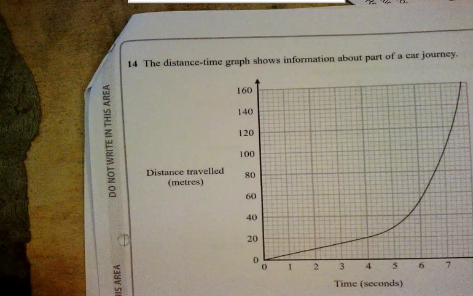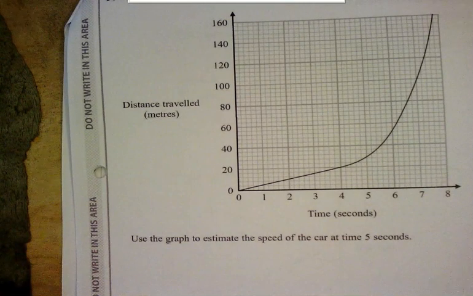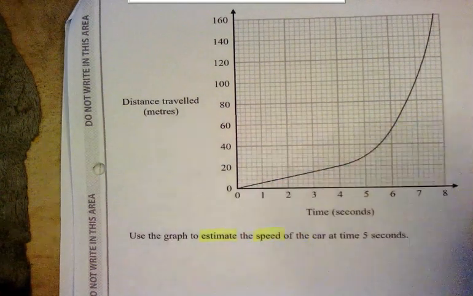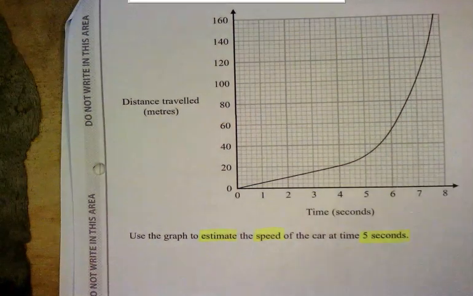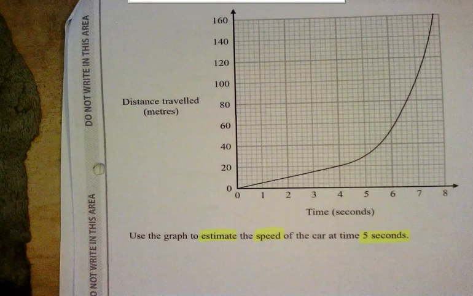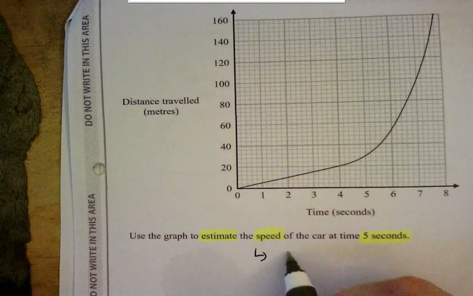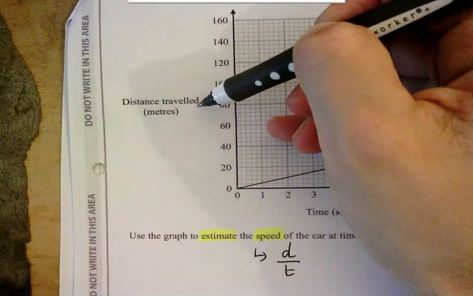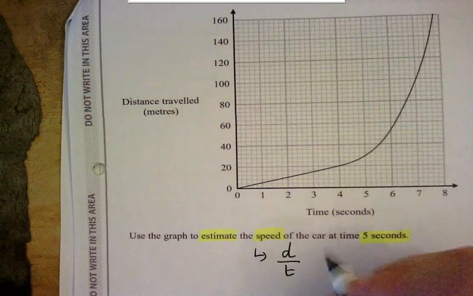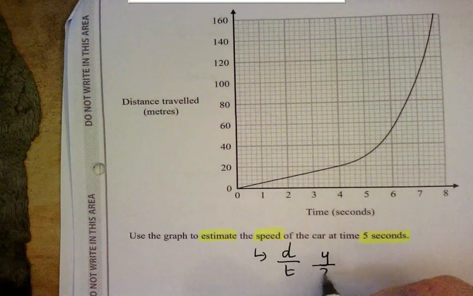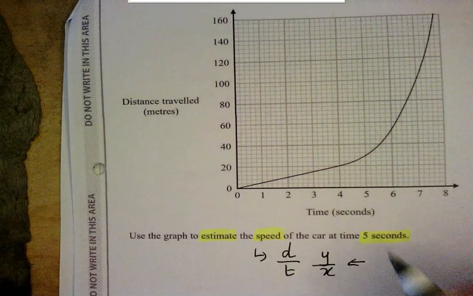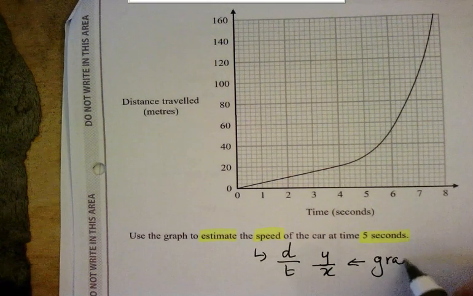Question 14. The distance time graph shows information about part of a car journey. Use the graph to estimate the speed of the car at 5 seconds. Speed, I know from my core knowledge, is distance divided by time. I can see I've got distance on the y-axis and time on the x-axis, so I'm doing y over x, which is making me think of change in y over change in x. It's making me think of gradient.